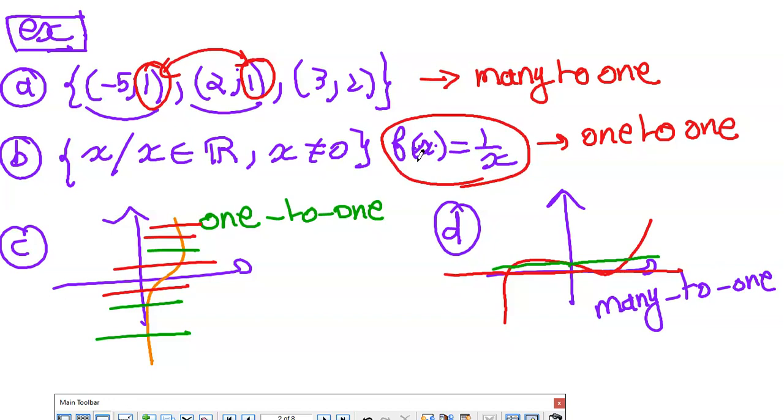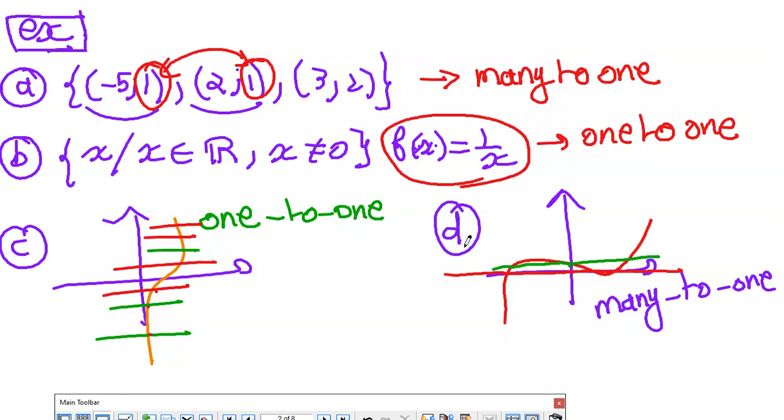Here, for each x, I will have one y. I cannot have, for two different x, the same y. Not two x's will give me the same y. So it's called a one-to-one function. And graphically, if you look at part C and part D, if you do the horizontal line test here, look how many horizontal line tests I did here. It cuts the function at exactly 1 point. So I cannot have, for two different x, the same y. It means it's a one-to-one function.